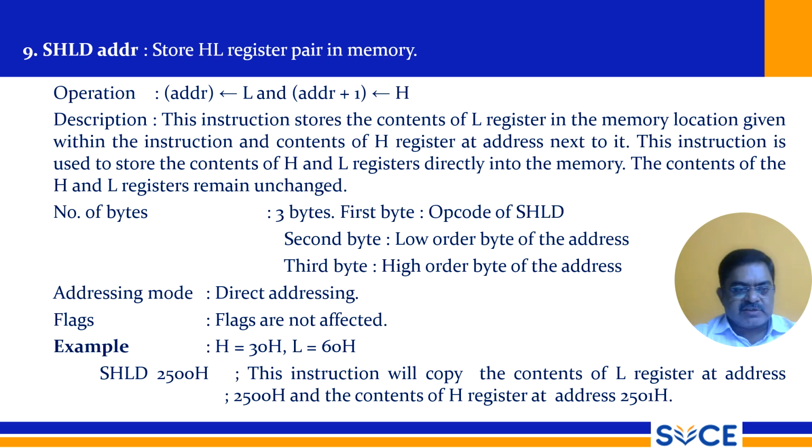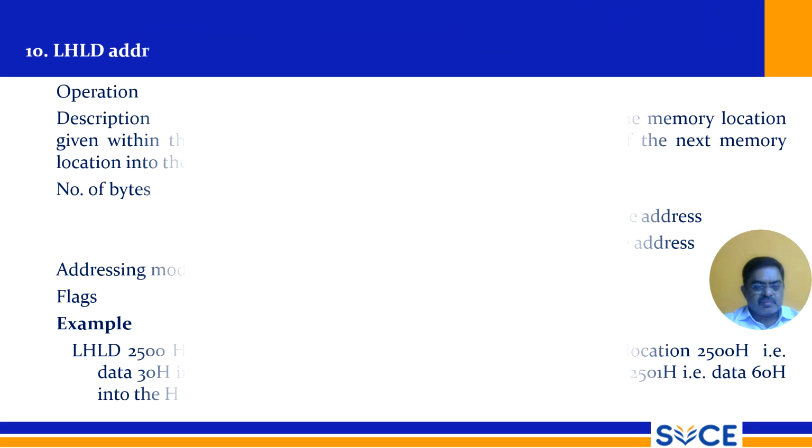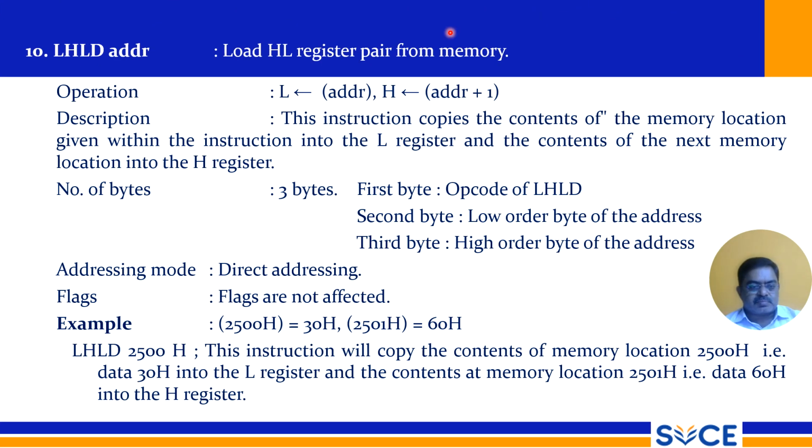And then similarly we have LHLD, the next instruction. LHLD loads the HL register pair from memory. The content at the address is stored in L and the content at address plus 1 is stored in H. That is the HL register pair. It is also a 3-byte instruction, direct addressing mode, and flags are not affected. LHLD 2500H: 30 is stored from 2500 and 60 will be stored from the 2501 memory location.